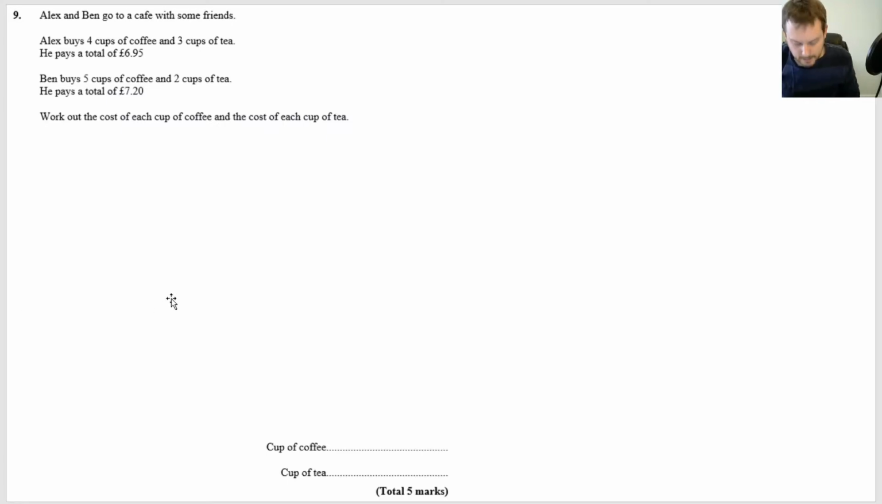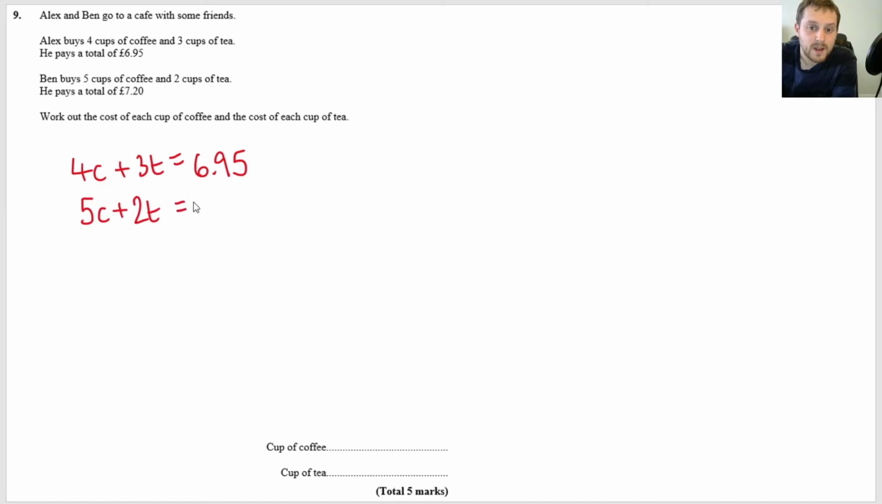Okay, question 9. So Alex and Ben go to a cafe with some friends. Alex buys 4 cups of coffee and 3 cups of tea, and he pays £6.95. Ben buys 5 cups of coffee and 2 cups of tea, and he pays a total of £7.20. So this is a classic setup for simultaneous equations. We've got 4c plus 3t is £6.95, and we've got 5c plus 2t is £7.20. I'm just going to write 7.2.